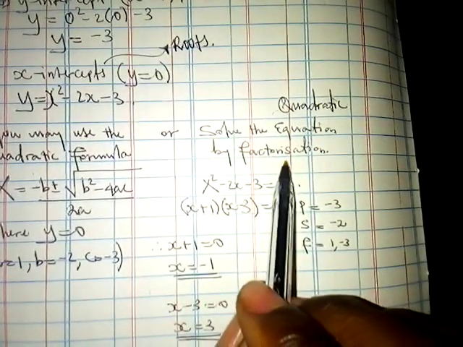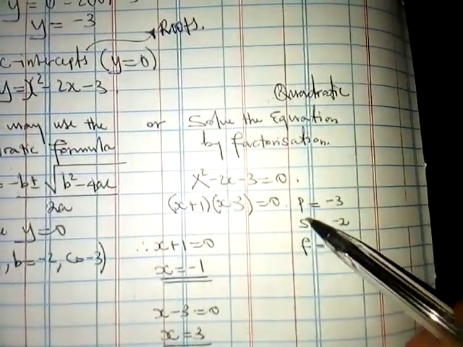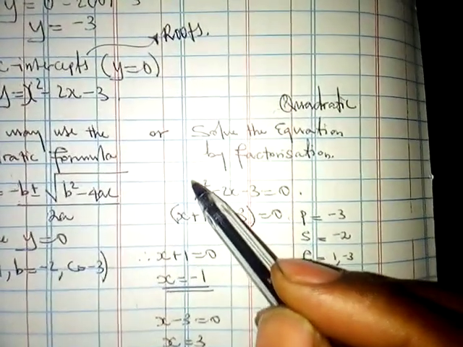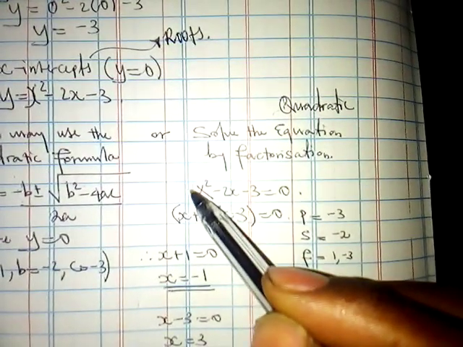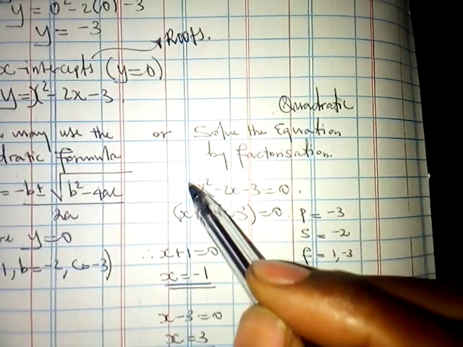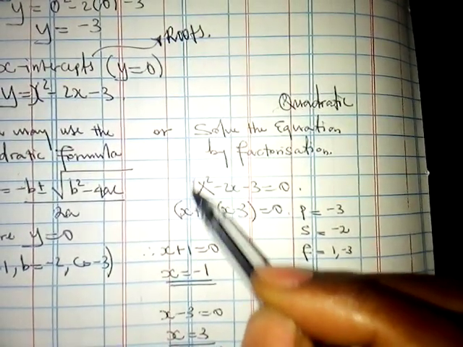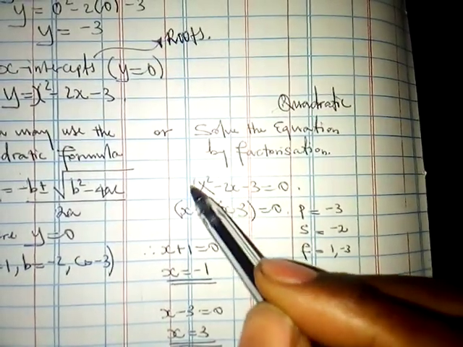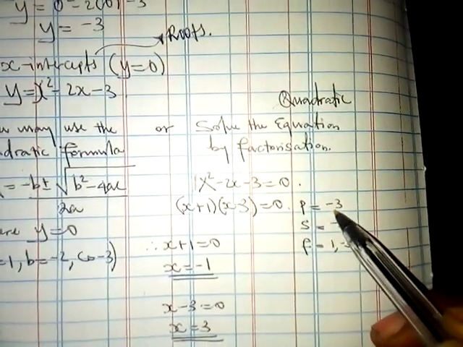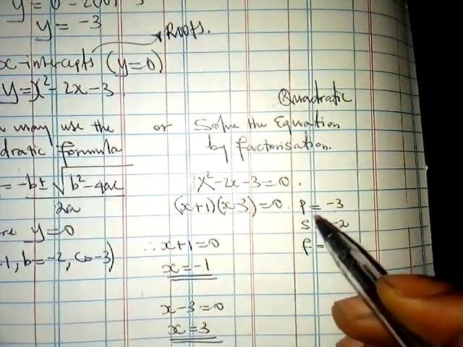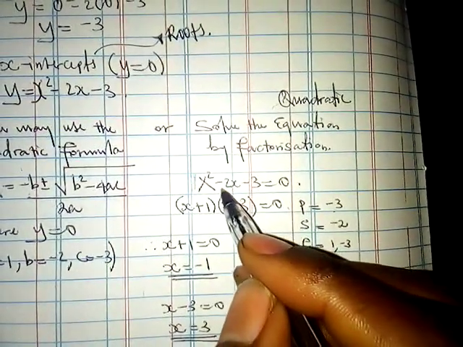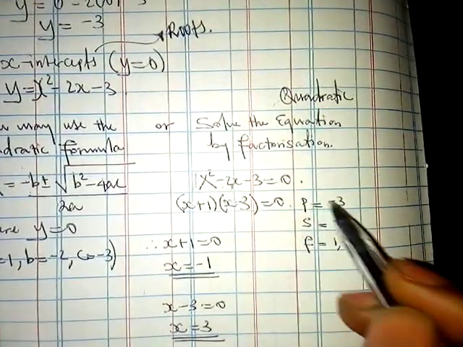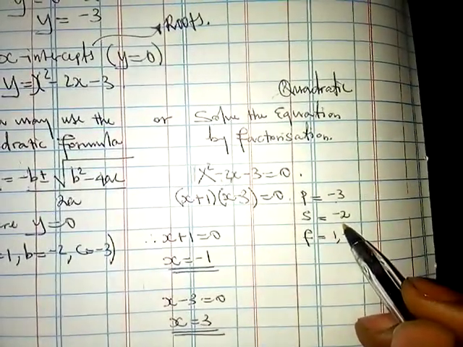By factorization, at least we need to know our product, sum and factors. When determining the product, we always multiply our coefficient of x squared with the c value, the y-intercept. So it's 1 times negative 3. This is where the negative 3 is coming from. When you're talking about the sum, we always pick that middle number, which in this case is going to be negative 2. So that's the negative 2 that you're seeing here.